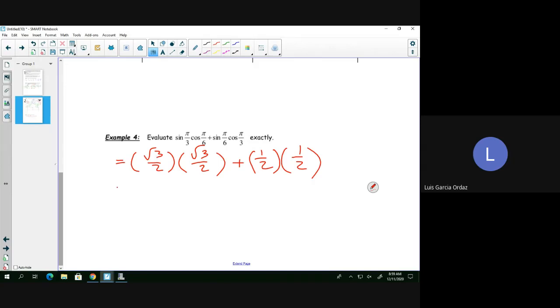Okay? So multiplying fractions, numerator times numerator, denominator times denominator. So root 3 times root 3, the roots just cancel out, so we're just left with 3. 2 times 2, 4, plus 1 over 4. I'm going to give you guys more of the ones where you actually have to simplify the radical. So, same idea. 4 over 4 therefore is equal to 1. Okay, that's pretty easy.